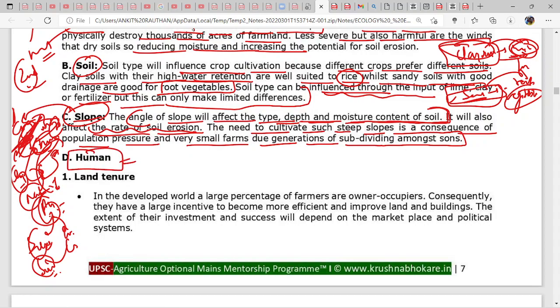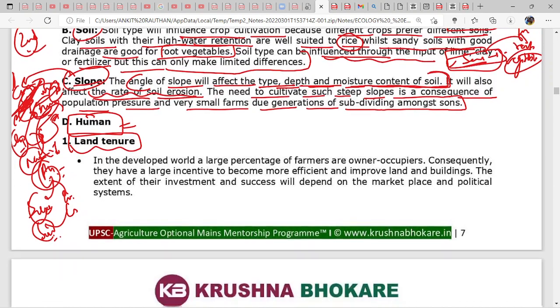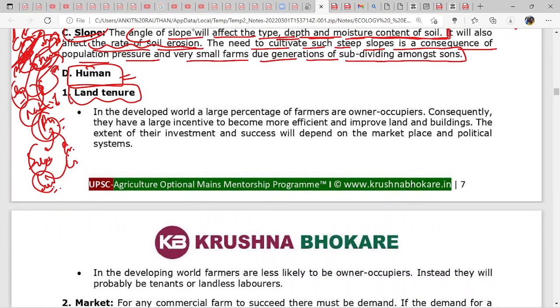Fourth will be human land tenure. Under human land tenure, it means in the developed world, a large percentage of farmers are owner occupiers. That means they themselves have the land. Consequently, they have large incentive to become more efficient, improve land and buildings.